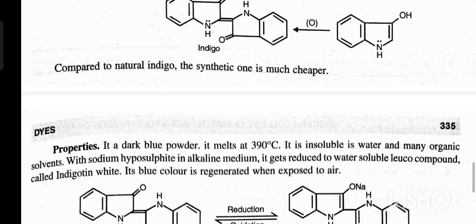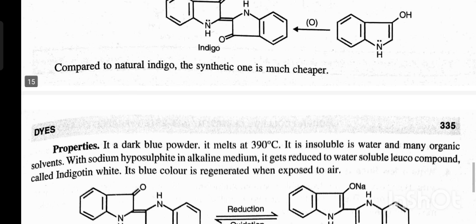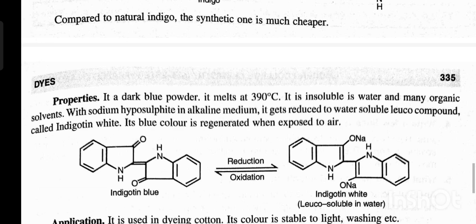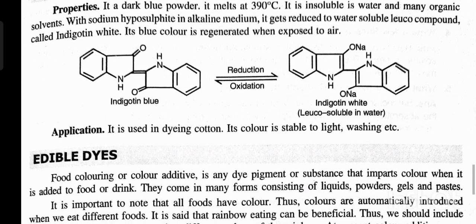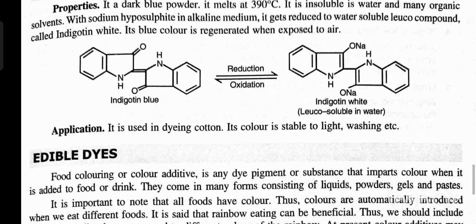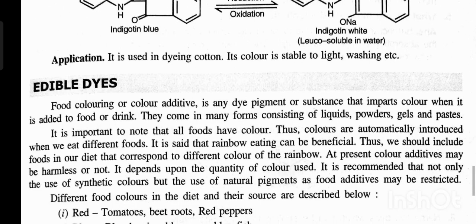Properties. It is a dark blue powder. It melts at 390 degrees Celsius. It is insoluble in water and many organic solvents. With sodium hyposulfite in alkaline medium, it gets reduced to a water-soluble leuco compound called indigo white. Its blue color is regenerated when exposed to air. Application. It is used in dyeing cotton. Its color is stable to light, washing, etc.